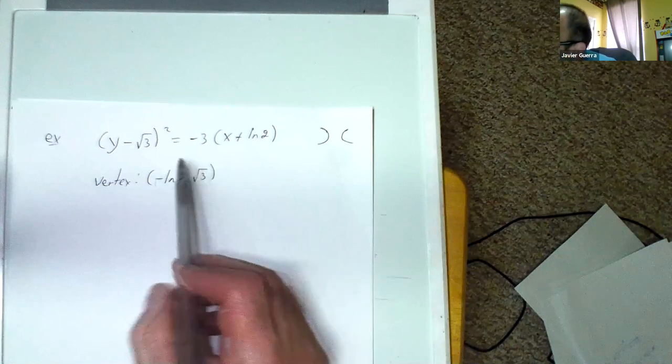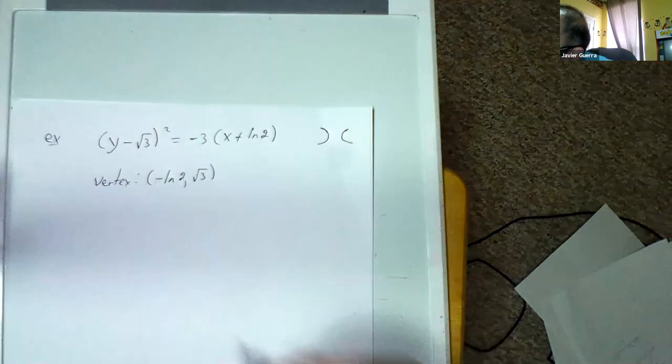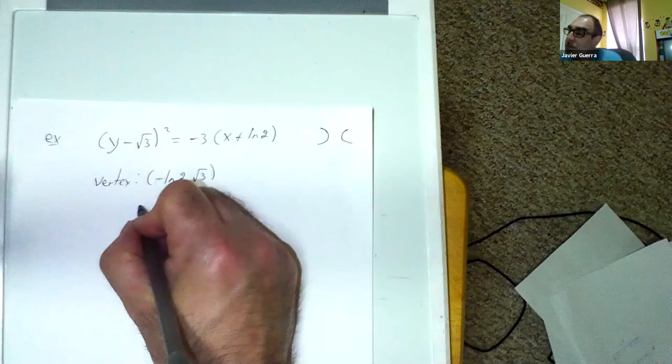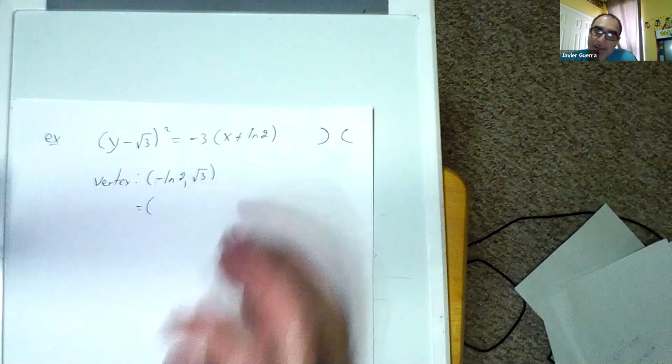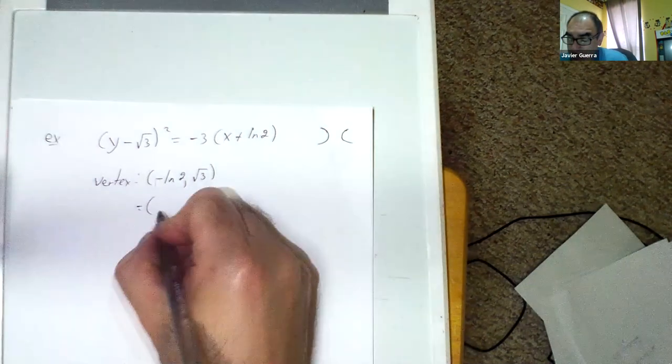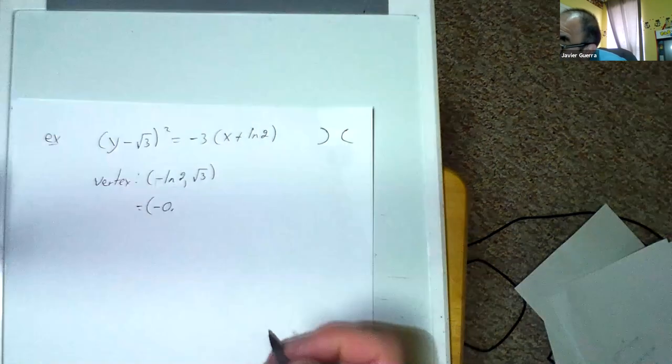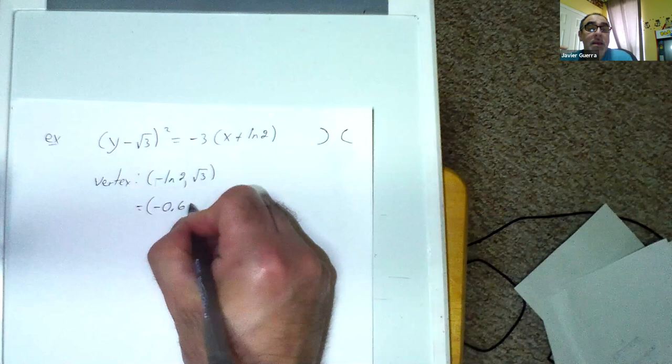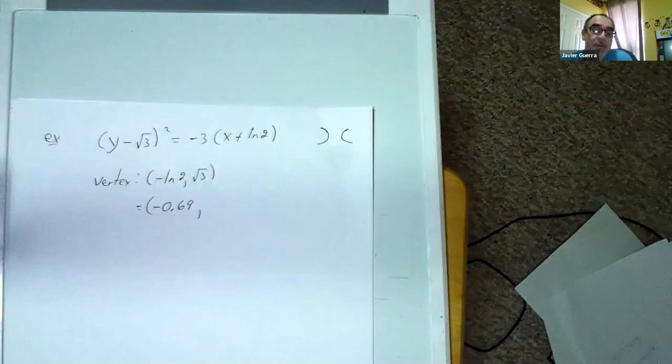Okay, so let's change it to a decimal. All right, so you're gonna have to take out your handy dandy calculator. So what is negative ln 2? And let's round it off to two places behind the decimal. What did y'all get? 0.69. All right, and then we're going to take the square root of 3 and round that off to two places behind the decimal. 1.73 I got.